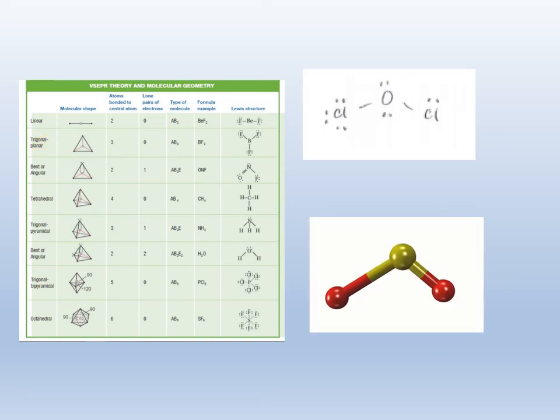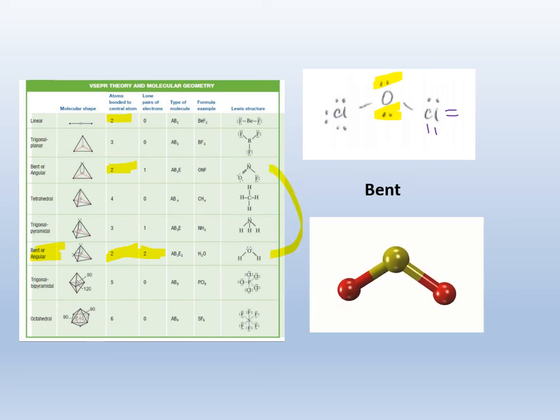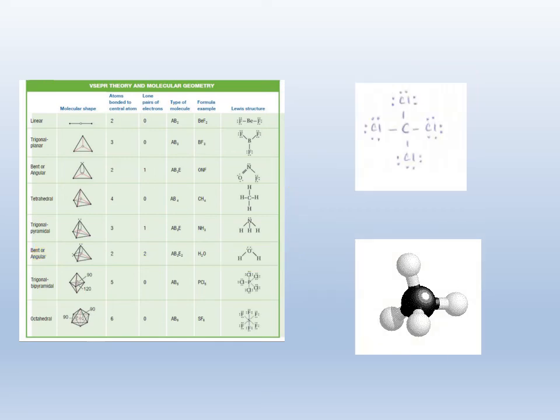Next one, OCl2. And just FYI, this Lewis structure is missing some dots. For this one, the oxygen has 2 atoms attached to the center, so it could be linear, or it could be bent, or it could be the other bent. And then it's got 2 sets of dots on the center atom, one here, one here. So it is bent or angular. Now, there's not really a difference between this bent and that bent. They are both bent. And you draw them both like this.